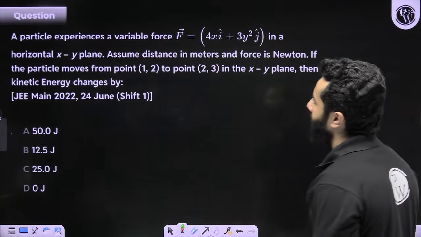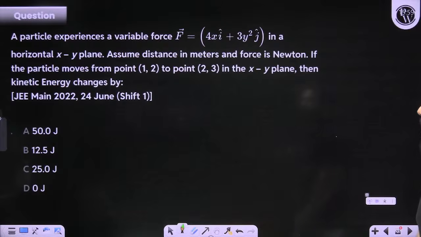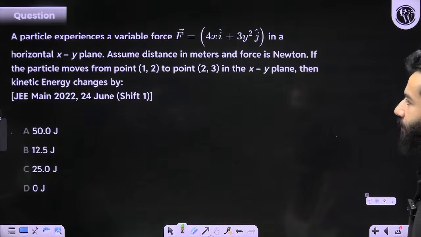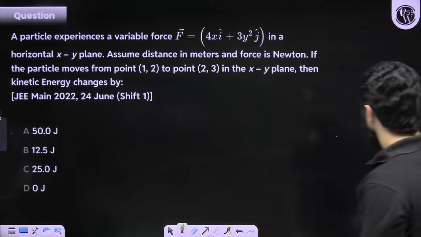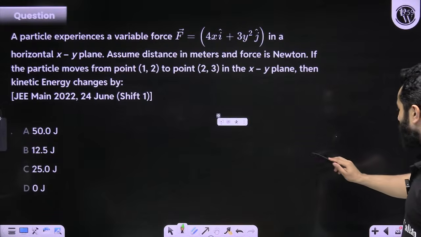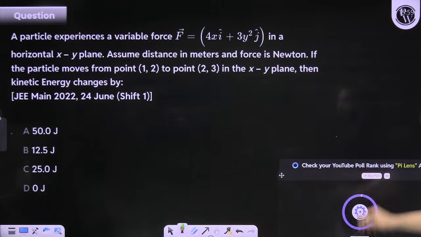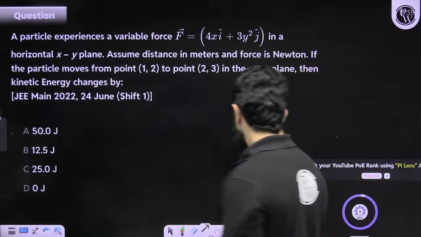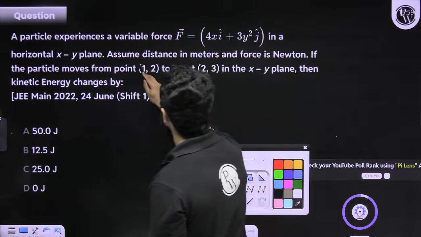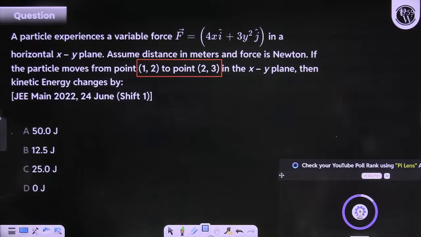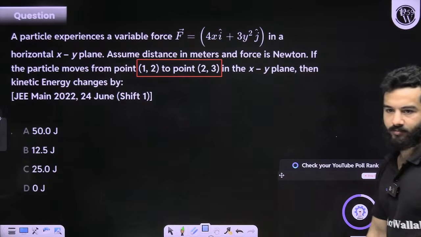This question is saying a particle experiences a variable force F equals to 4x i cap plus 3y square j cap in a horizontal xy plane. Assume distance in meters and force in Newton. Okay, I am also starting poll for this. 60 seconds, let's start. And then they are saying particle moves from point 1, 2 to 2, 3 in the xy plane. Then kinetic energy changes by.